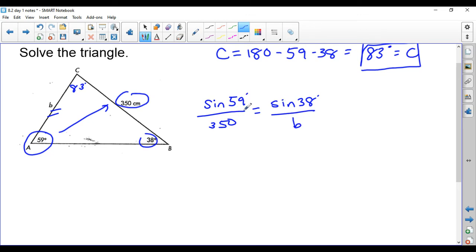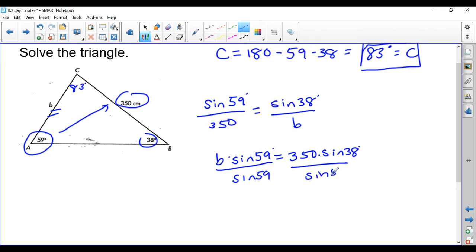Remember when you had a proportion, you cross multiply: multiply the sine of 59 by B, and I multiply the 350 times the sine of 38. And then I need to get this B by itself, so I'm going to divide both sides by sine of 59. And this is what I would put in my calculator right here.